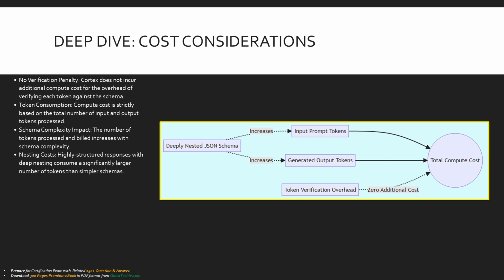However, observe the top node, a deeply nested JSON schema. Because the schema itself must be passed as input, and the resulting complex JSON syntax requires more characters to generate as output, a complex schema inherently increases both your input and output token counts. Efficient schema design is therefore a direct mechanism for cost optimization.